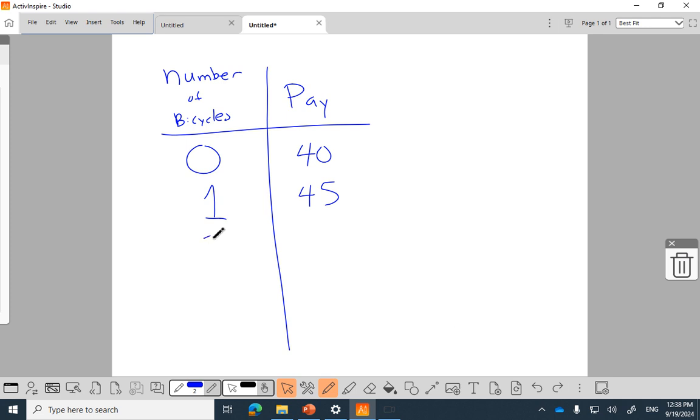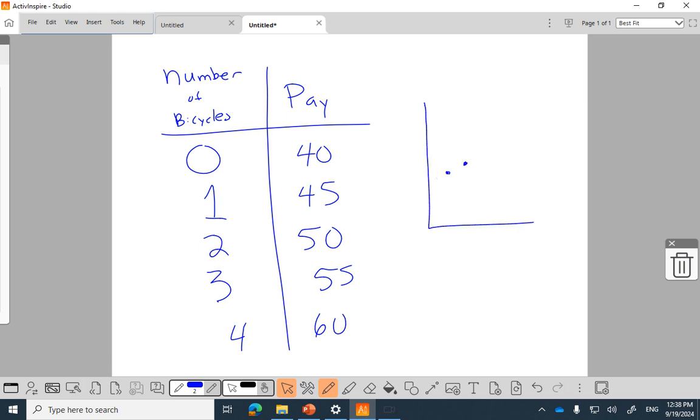What if he makes 2 bicycles? $50. Have we got the pattern going here? We know what's happening? 3, 55, 4, 60. It's going up by the same amount every time. So if we built a graph of it, it would be going up by the same amount every time, and we'd get what we got yesterday, a straight line.